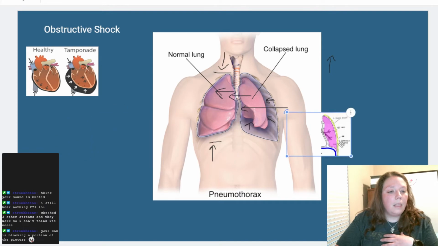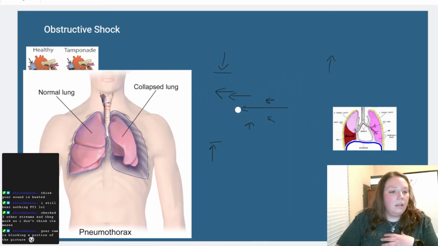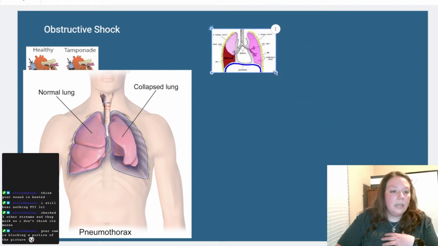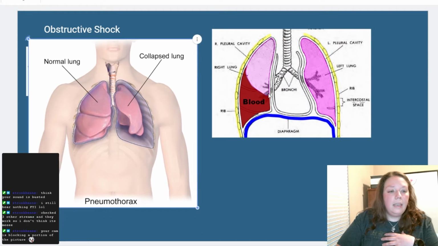Let me erase. Same thing will happen with a hemothorax. What does hemo mean? Hemo means blood. What does thorax mean? Thorax means chest cavity. So if you look here, instead of air in the pleural space, you got blood.